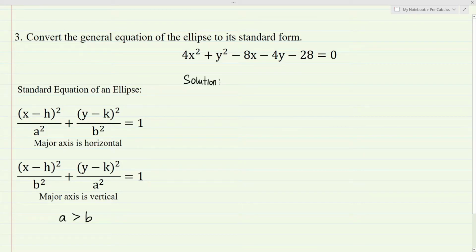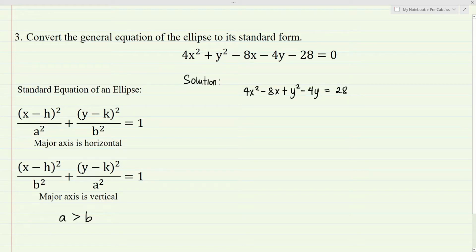I would write down first the terms containing x. I will start with 4x squared, followed by negative 8x. Then followed by the terms containing y, I will start with y squared, followed by negative 4y. Then as for the constant term, I would transpose that one to the right side of the equation.